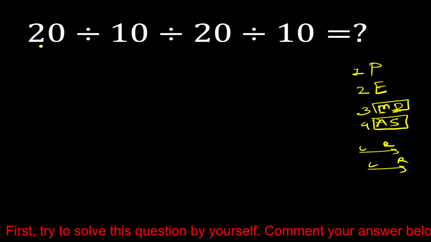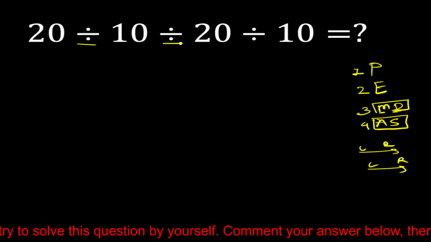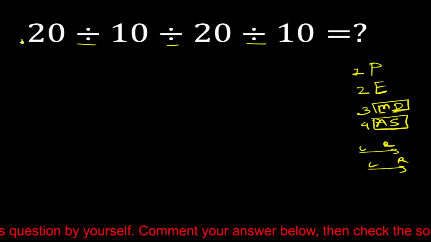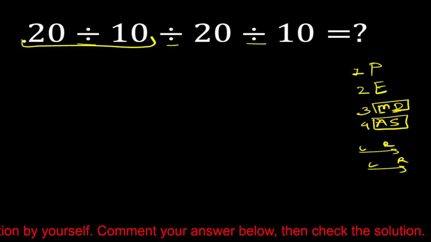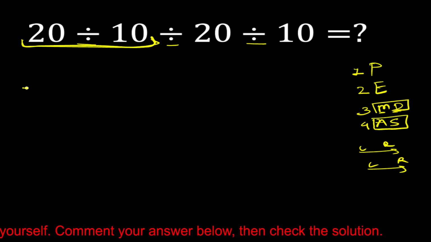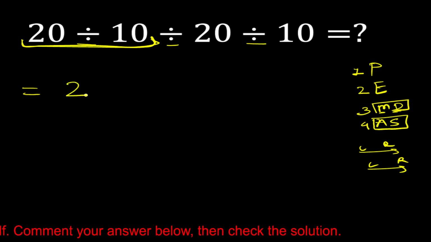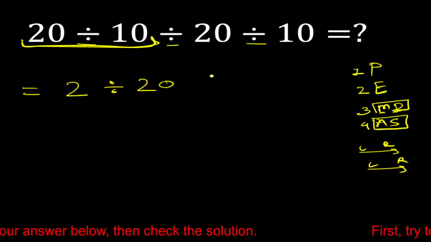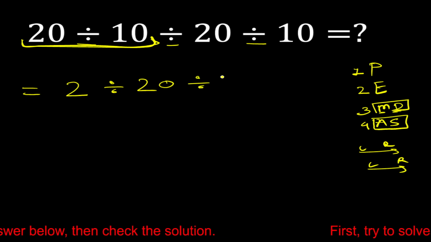Okay, so in this question here is one division, here is one division, and also here is one division. All have equal priority, so we have to solve it from left to right. So first we have to solve this part. 20 divided by 10 is equal to 2. Divide 20, divide 10.